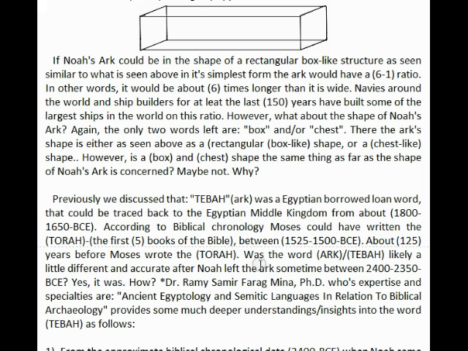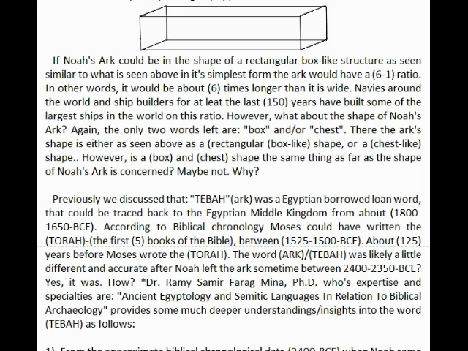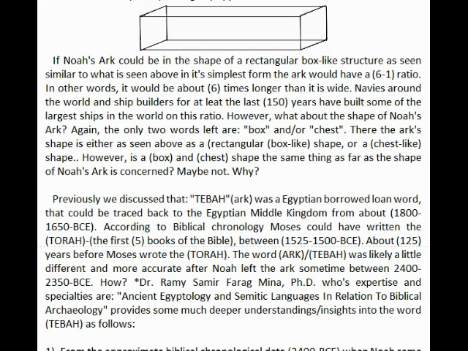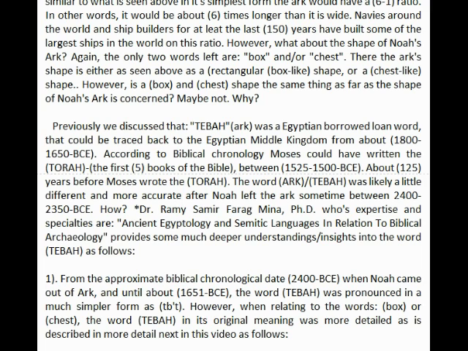Maybe not. Why? Well, we previously discussed that the word Tebah, ark, was an Egyptian borrowed loan word that could be traced back to the Egyptian Middle Kingdom from about 1850 BC or so to 1650 BC. According to the biblical chronology, Moses would have written the Torah, the first 5 books of the Bible, between 1525 to 1500 BCE. About 125 years before Moses wrote the Torah, the word ark, Tebah, was likely a little different and more accurate in a simpler form.